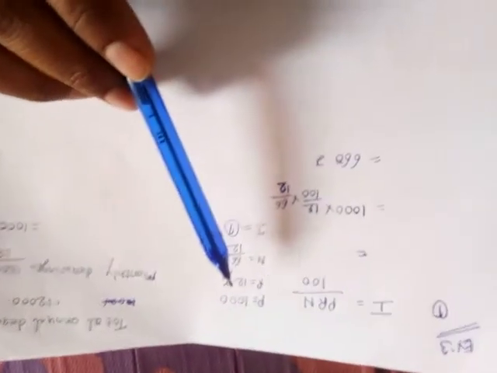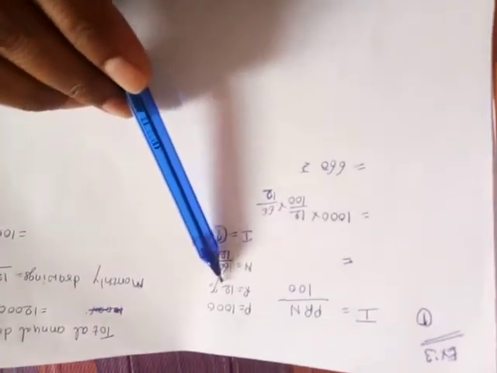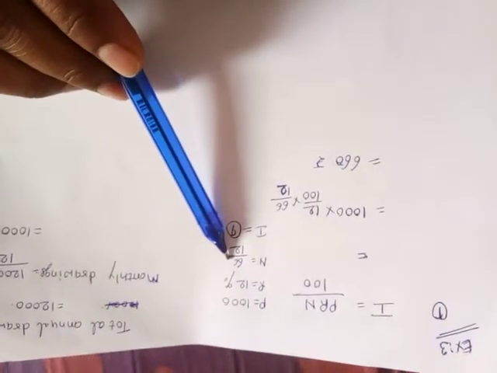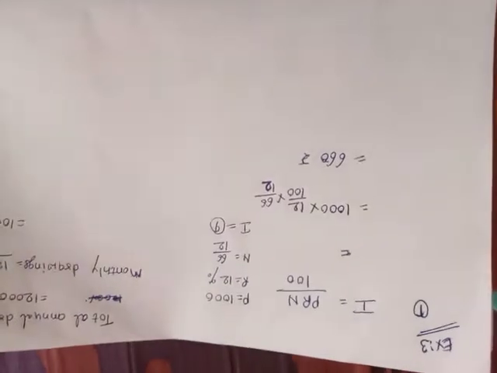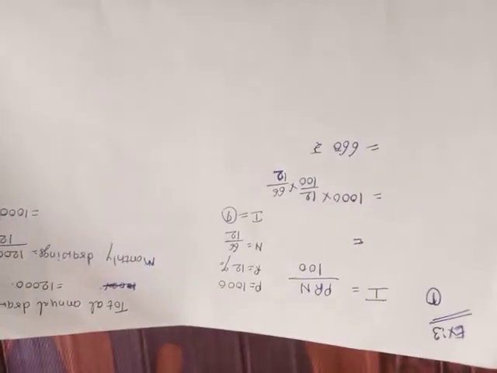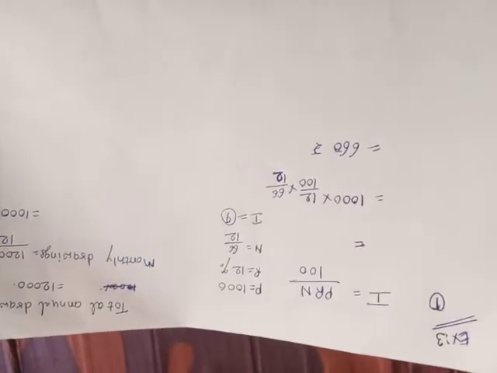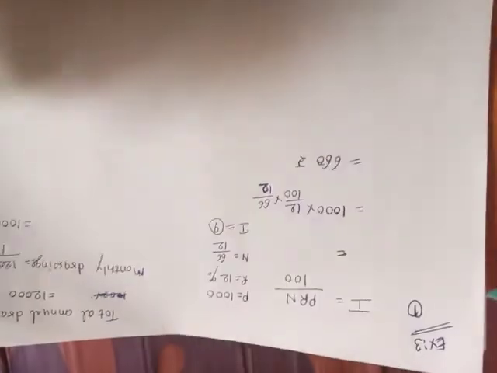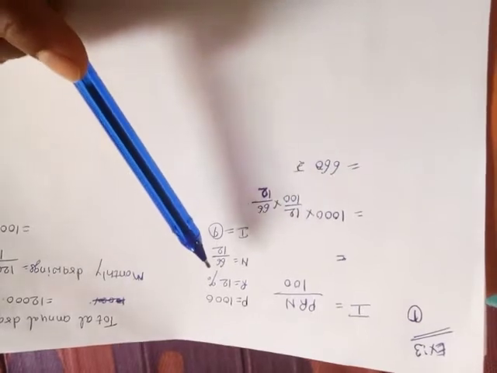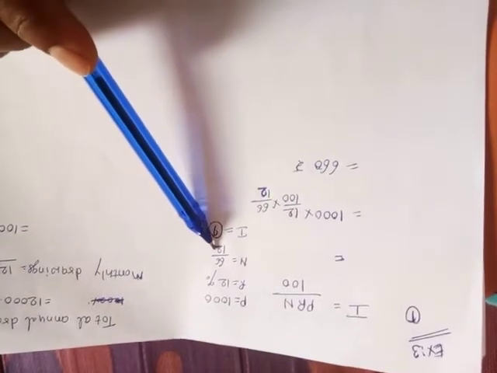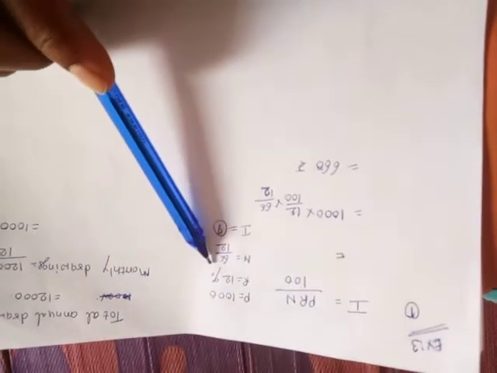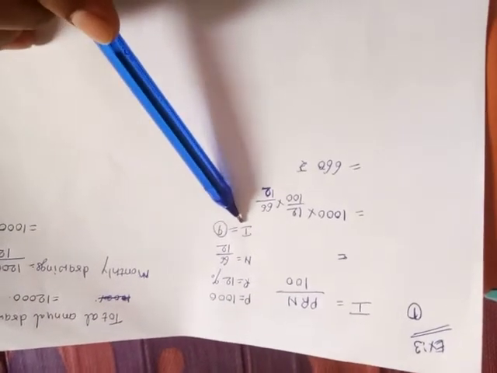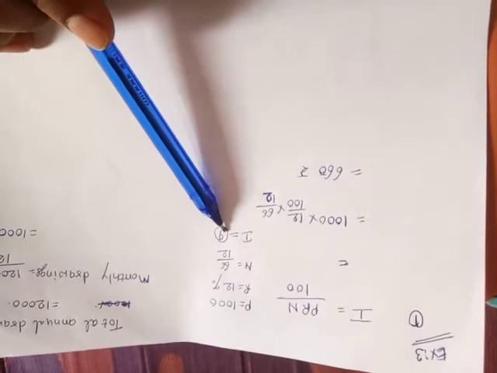Then rate of interest, that is 12%, is given, and N, here partner withdraws annual drawings at the end of every month is given. So whenever in the sum it is given that at the end of the year, at that time we take 66 upon 12. So N is equal to 66 upon 12. I is equal to question mark. I means interest. Interest is equal to question mark.